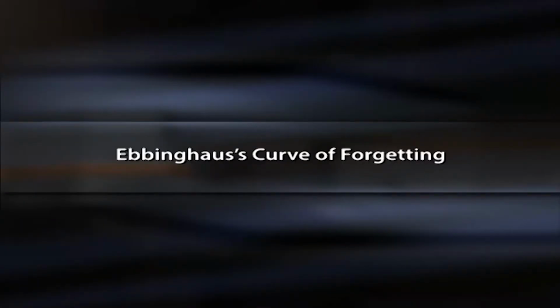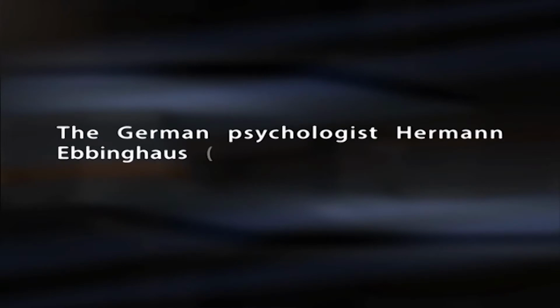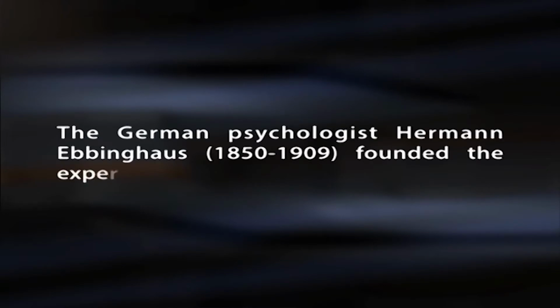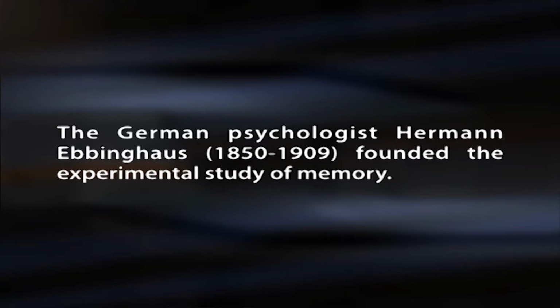Ebbinghaus curve of forgetting. The German psychologist Hermann Ebbinghaus, between the years 1850 and 1909, founded the experimental study of memory. Previous researchers had asked people to describe their memories, but they had no way to measure the accuracy of people's recollections. Ebbinghaus did his research by teaching new material and then measuring memory for that material after various delays.